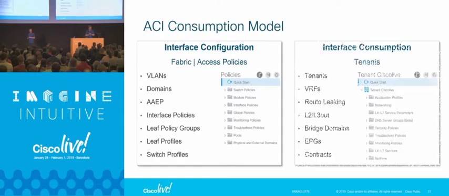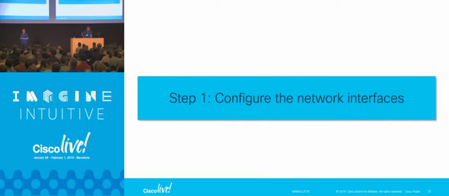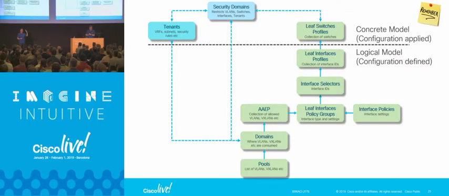Now, the consumption model that we have with ACI does let you do things differently, as you will all know. The first thing that you need to do is build your network configuration, and then the second thing you need to do is go and use it. And they're in different parts of the GUI, and we'll look at these very quickly, and I'm going to whiz through these slides. So the first thing is to configure these interfaces, and anyone that's seen me present before will have this slide, or a slide like it.